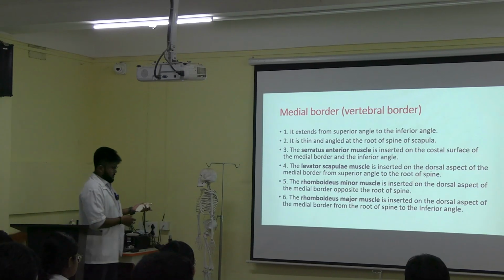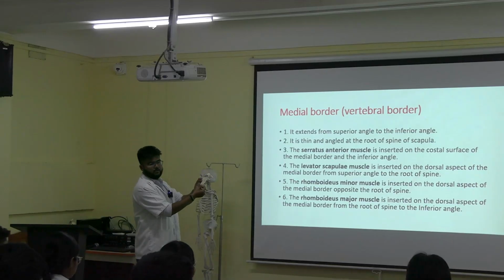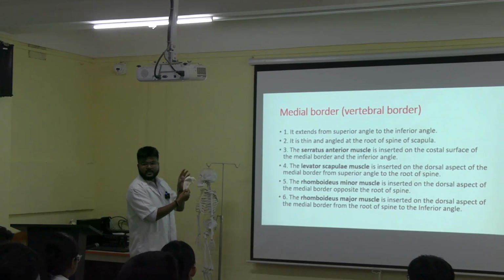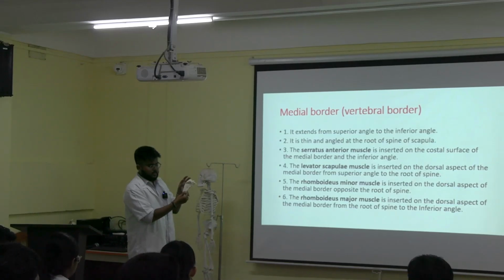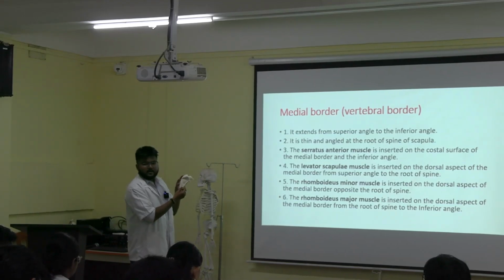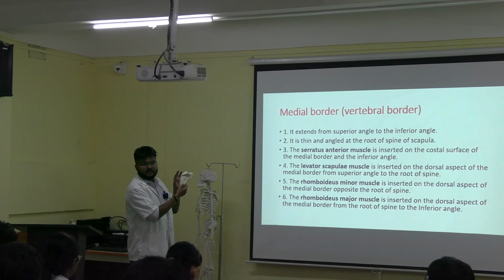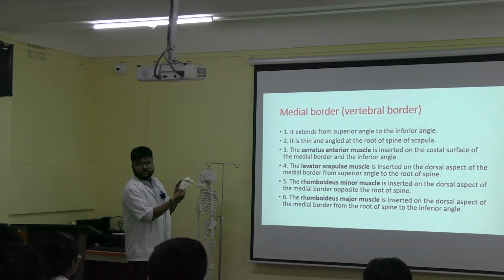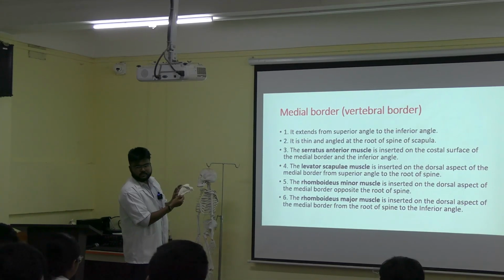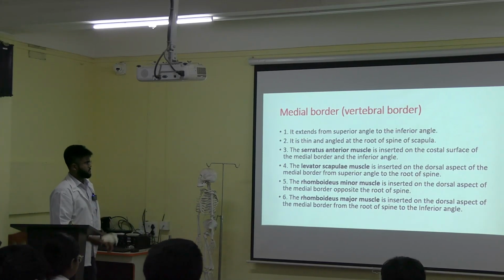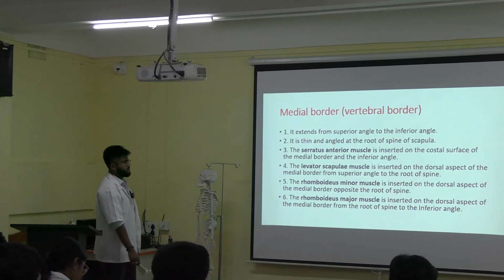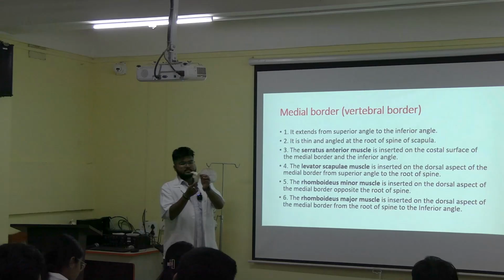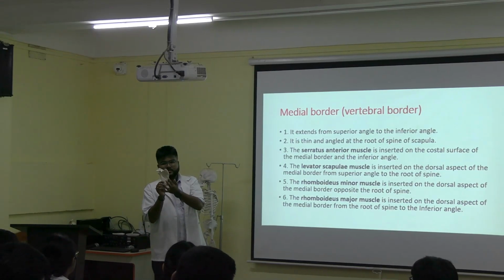In the medial border, no need to write all those things. Just write, in the root of the spine, the levator scapulae muscle is attached. In the upper 1/3, the rhomboid minor muscle is attached, and in the lower 2/3, the rhomboid major muscle is attached, in the medial border mainly. And here, at this point, the serratus anterior muscle is attached.